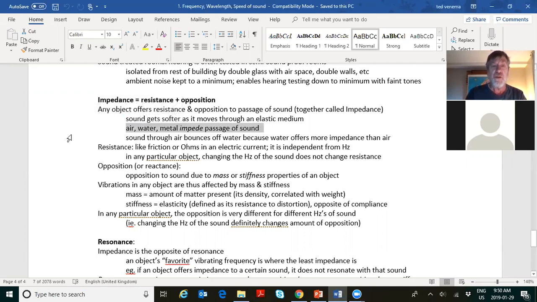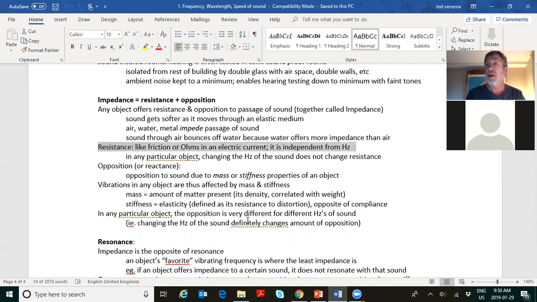So sound through air bounces off water because water offers more impedance than air. It's going to happen. If you have your head under a swimming pool and I'm standing at the edge of the pool, talking to you, you're not going to hear me. Okay, so it offered impedance. So here we go. In any object, a horn, let's say a musical instrument, sound going through it, there's going to be resistance.